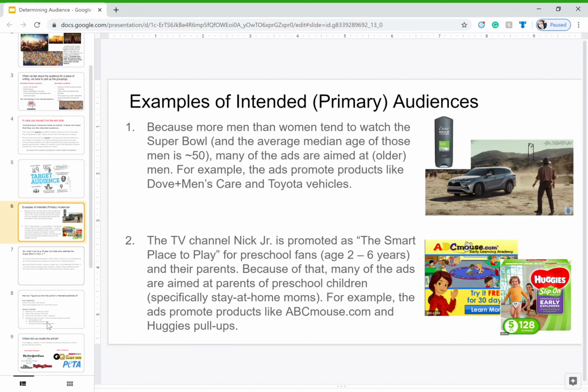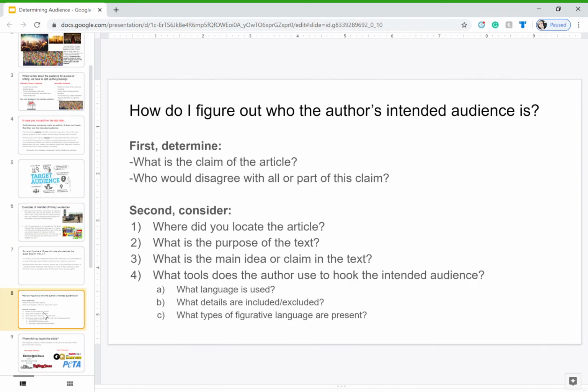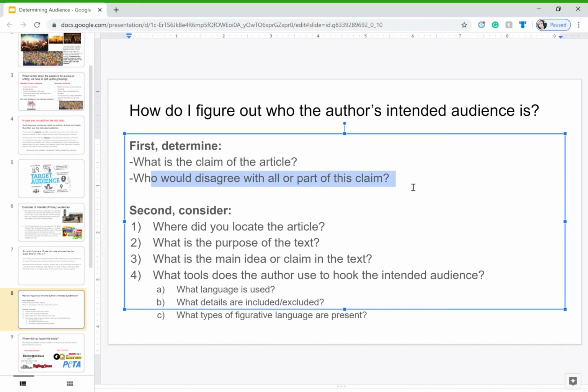Alright, what we're going to be focusing on today is intended audience, and how do we know who that is? So, remember back to earlier when I said students and teachers are not intended audience. The reason why we are not intended audience is because we are told to read things. We are not who that was written for. Whenever we look at a piece of writing, we often have to determine what the claim of the writing was and who would disagree with that or part of it, or all of the claim.